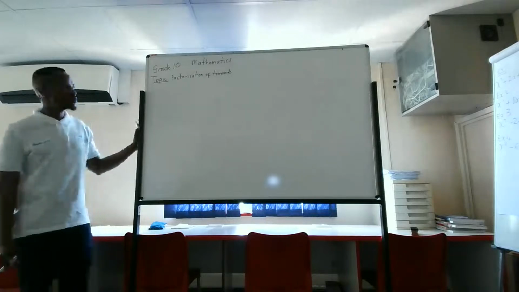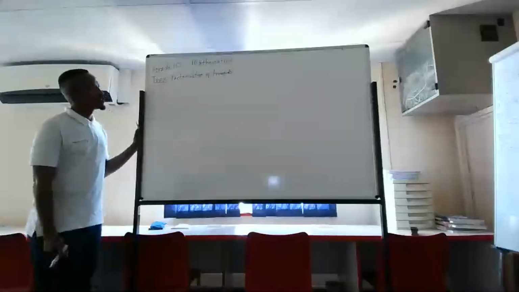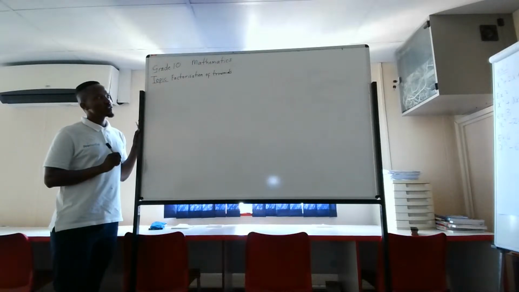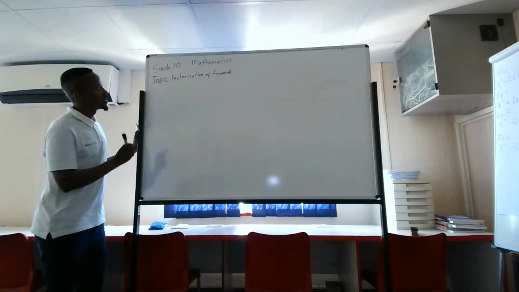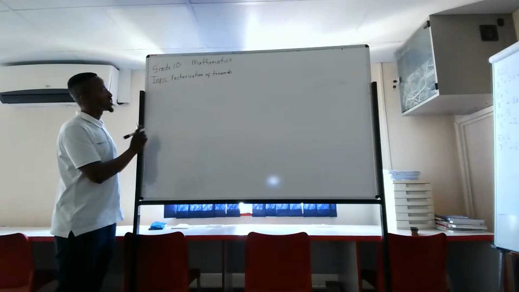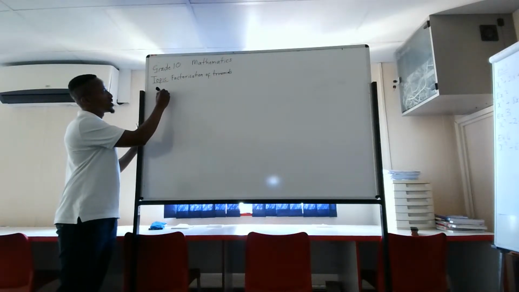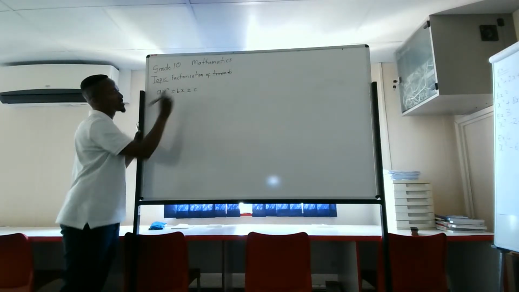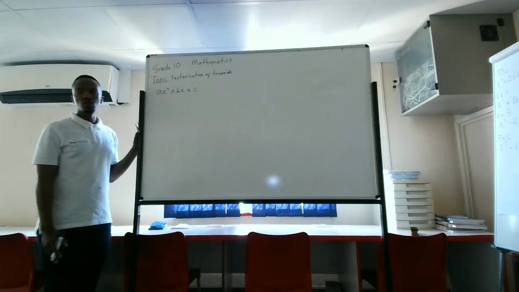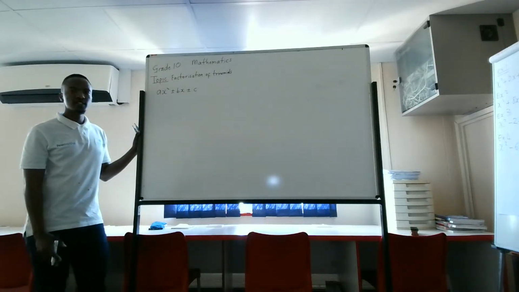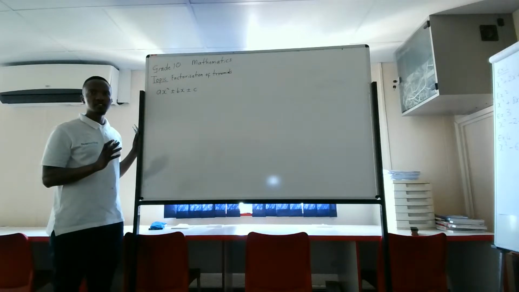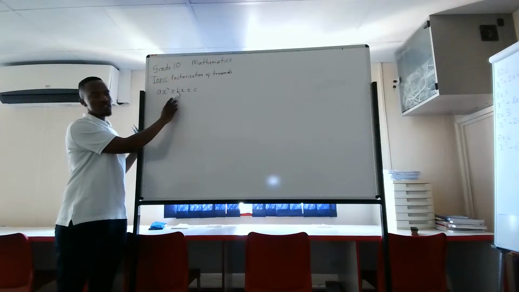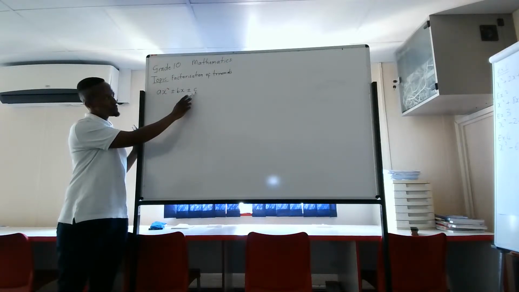Today we are going to discuss factorization of trinomials. The important thing that we must start with is the general form of a quadratic trinomial, which is ax squared plus or minus bx plus or minus c. When we talk of a trinomial, we're talking of an algebraic expression with three terms. We have the first term, the middle term or second term, and the last term.